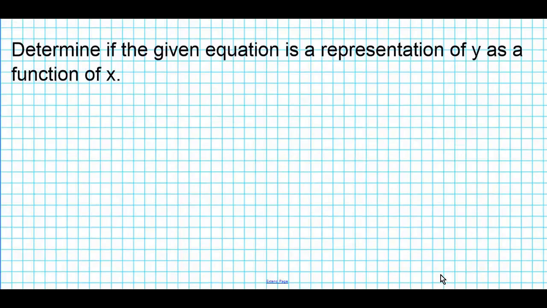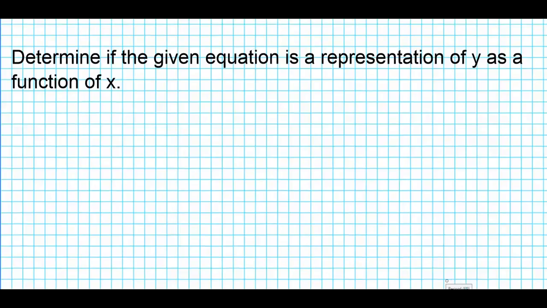All right, let's go ahead and consider the next set of problems. The instructions are to determine if the given equation is a representation of y as a function of x. Okay, all right, so let's take a look at the first number, number 8. What if we have x squared plus y equals 5? Now, is this a function or not? Now, this is a tip you want to keep in mind for identifying if an equation is a representation of y as a function of x.